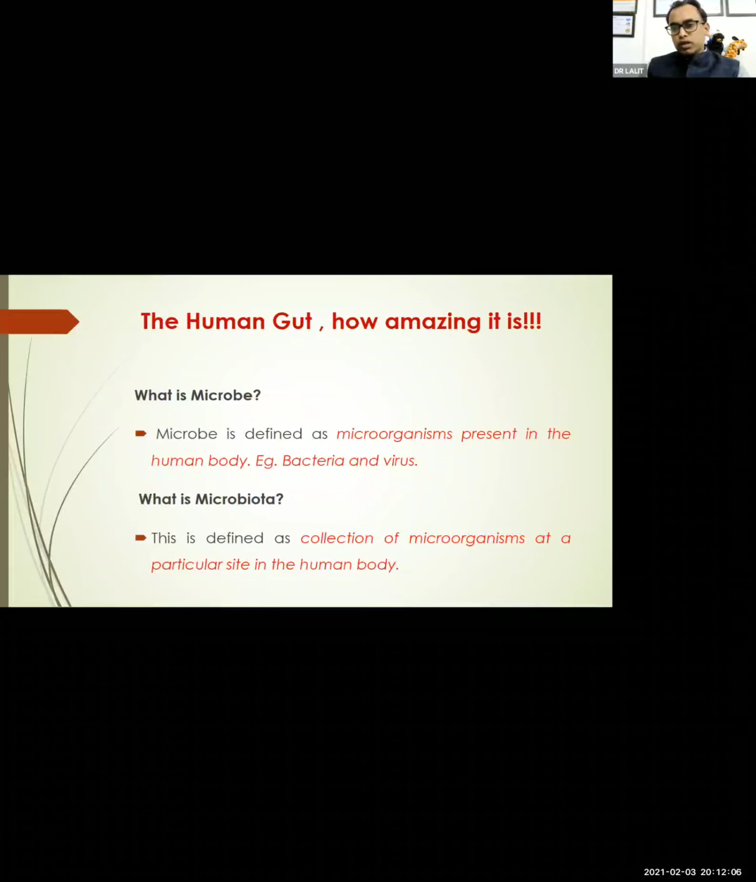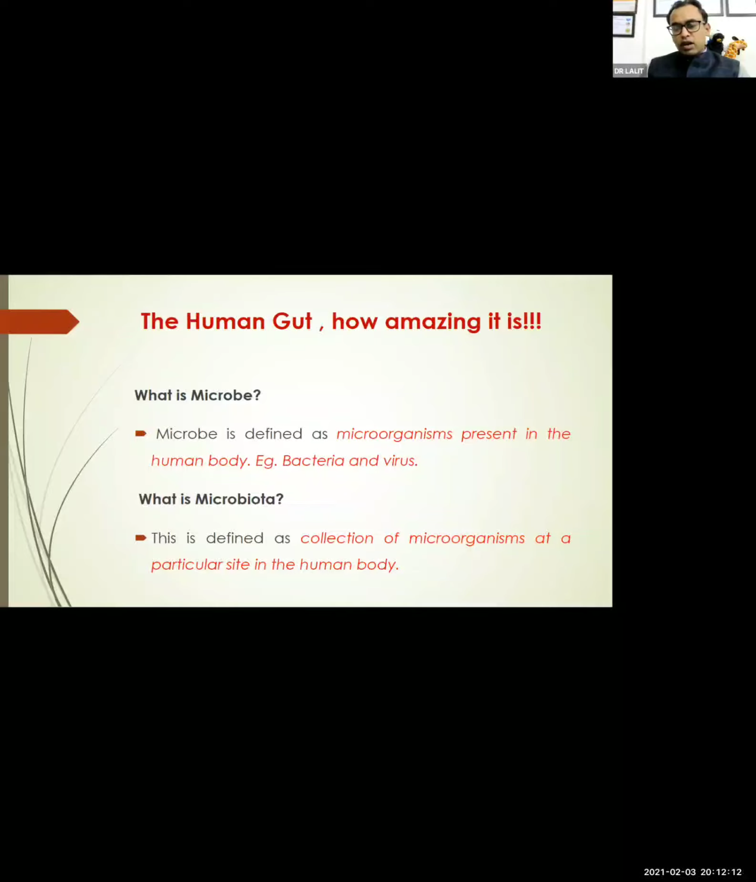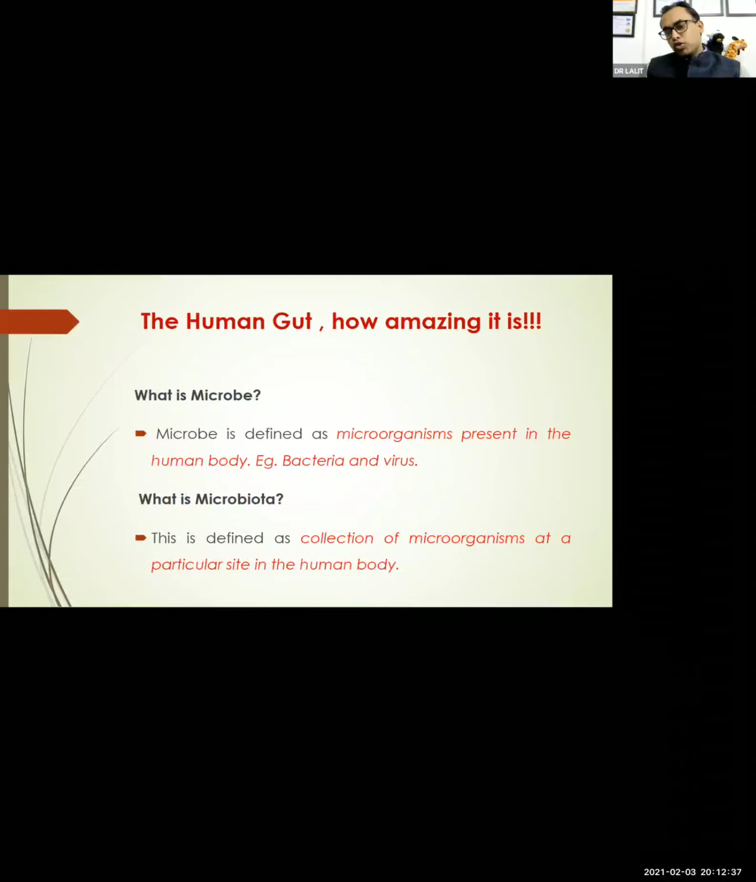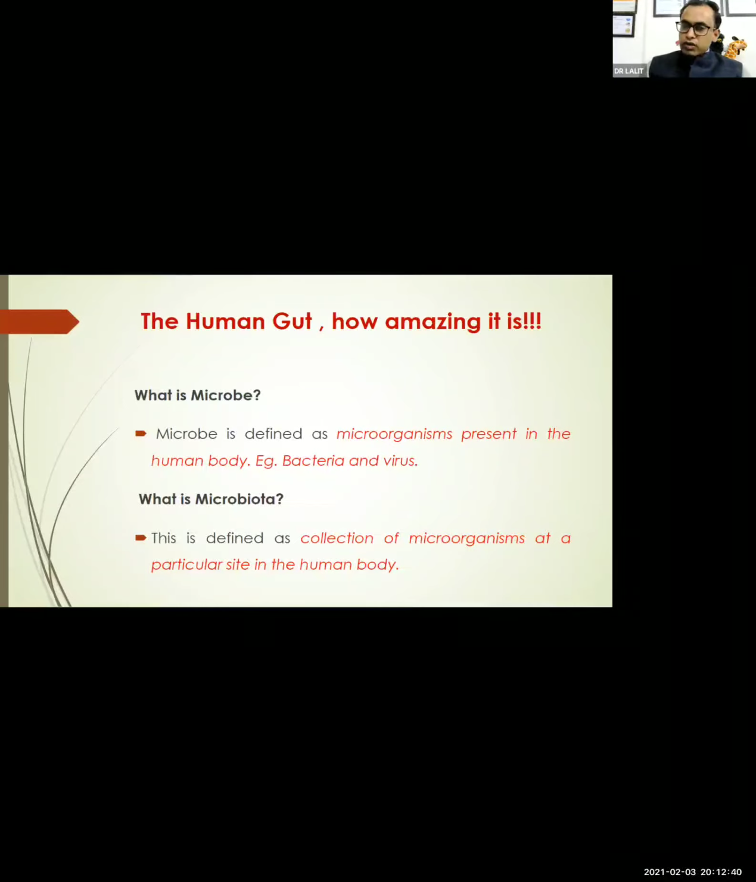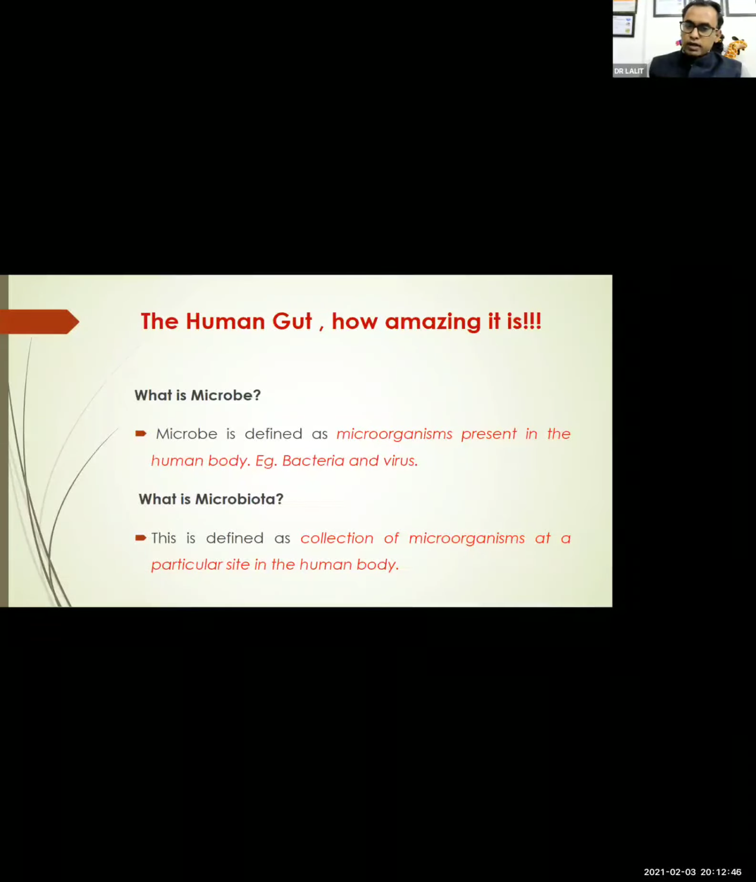Before going to gut dysbiosis, there are some very important terms we should know and understand. What does each mean? What is a microbe? A microbe is a microorganism present in the human body. The most common ones are bacteria and viruses. They can be present anywhere, in the stomach, the intestines, the mouth, any part of the body. What do we mean by microbiota? It is a collection of these microorganisms at a particular site in the human body. If we talk about microbiota in the intestine, we mean the collection of different types of microorganisms in the intestine specifically.